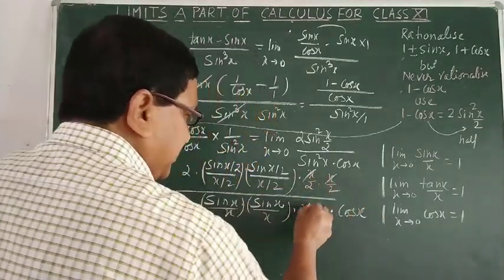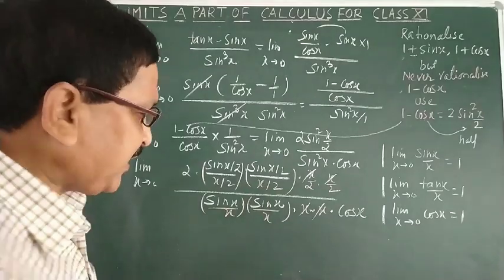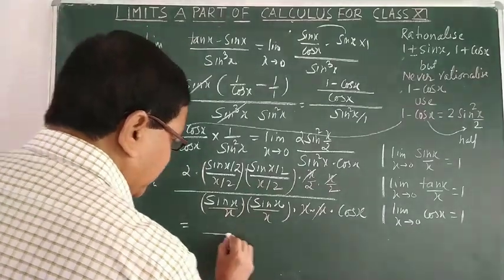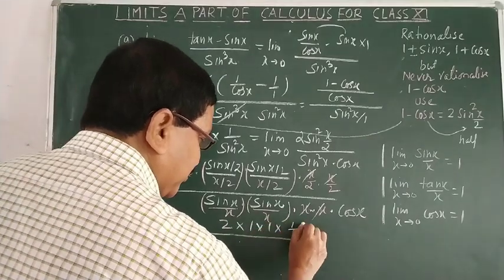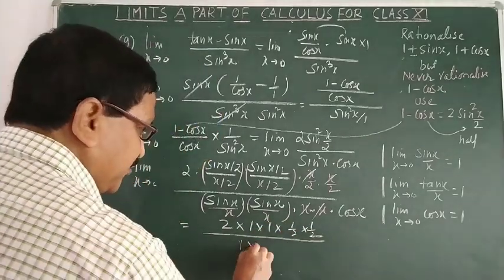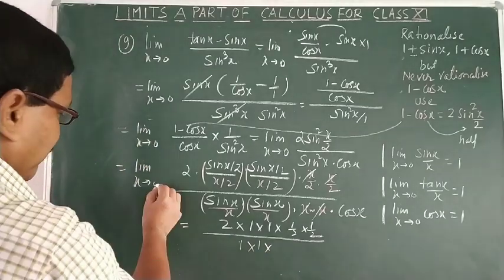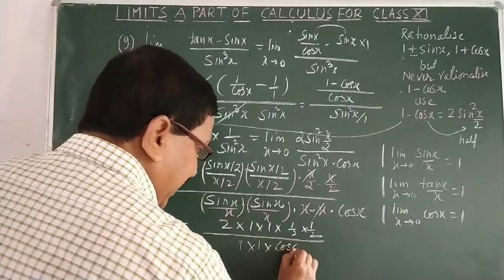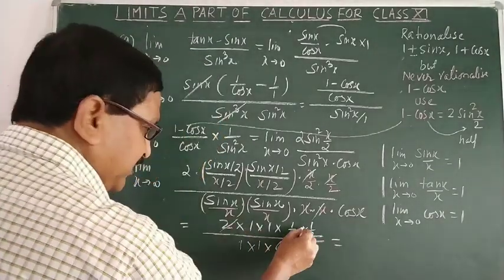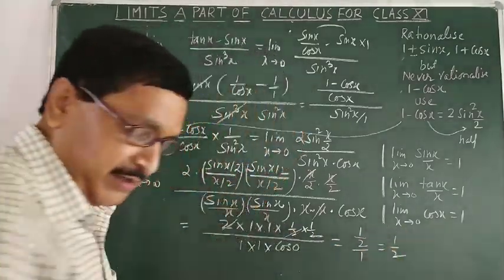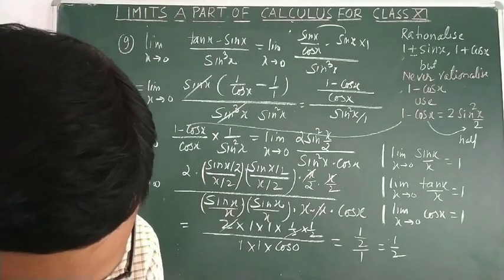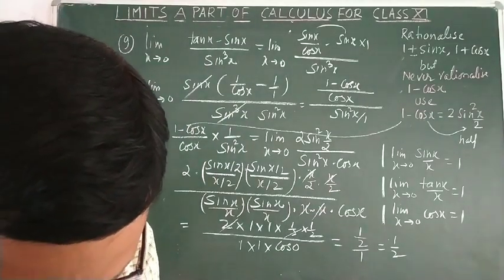Now this is cancelled. After cancellation you are entitled to put the values. So this is 2 multiply 1 into 1 into 1 by 2 into 1 by 2 by 1 into 1 into cos 0. Cos 0 you can write as 1. So this cancels this. So 1 by 2 by 1. So 1 by 2 is the final answer.